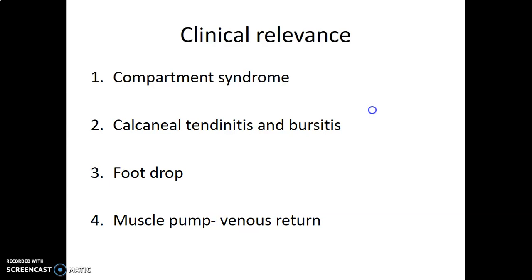Then we also have calcaneal tendinitis. When the Achilles tendon is inflamed, you get calcaneal tendinitis, or the bursa around the calcaneal tendon insertion. When it's inflamed, you get calcaneal bursitis.